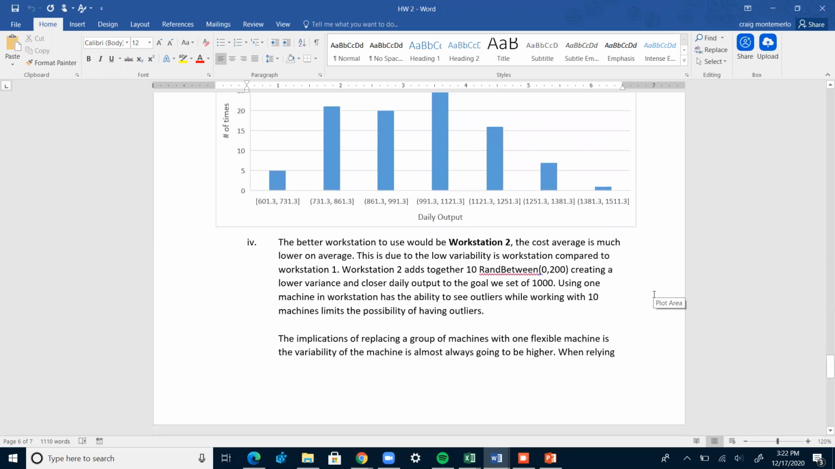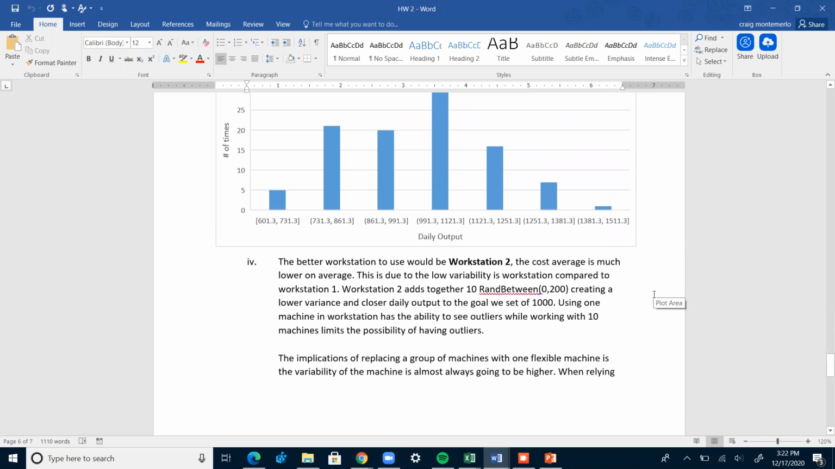So then essentially the question is, what should we do? What is a better method? And it's very clear that the better workstation would be workstation 2 with 10 machines. The cost average is much lower, and this is with far lower variability compared to workstation 1. The workstation adds together 10 random variables between 0 and 200, creating low variance because, as I talked about before, if one is low and one is very high, they counteract each other, and that's a big deal.